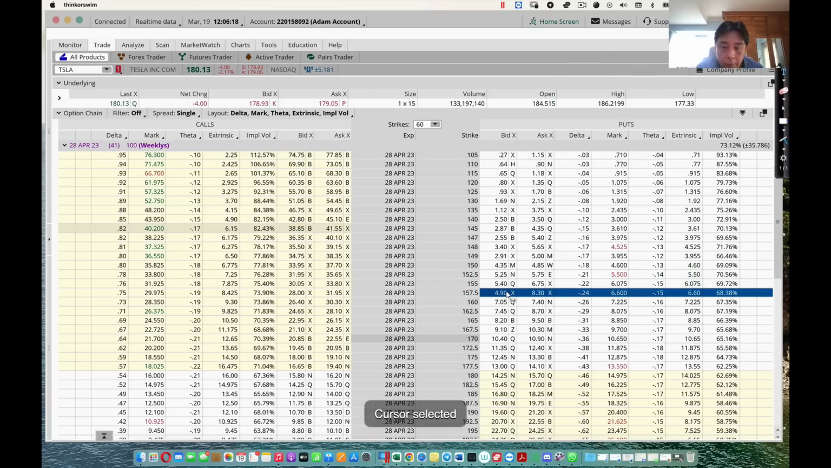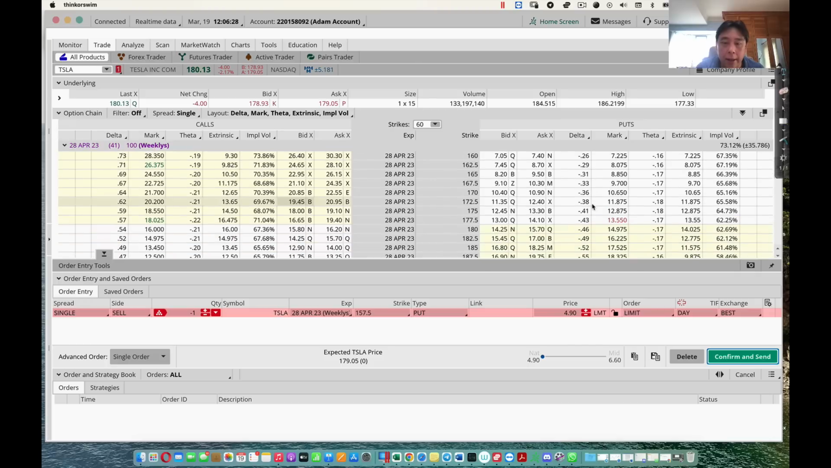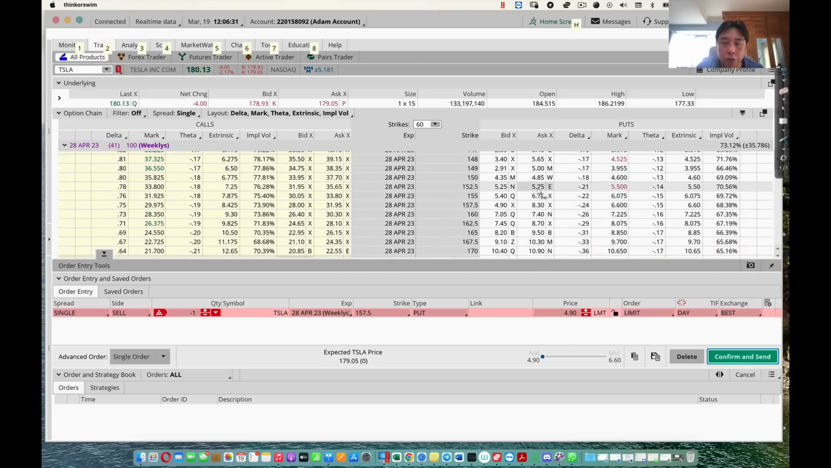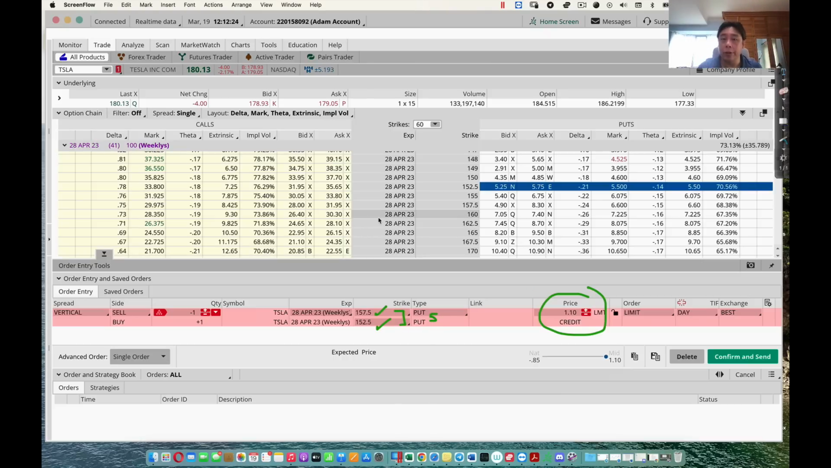So first thing, I would sell this one, click sell, boom, right? So I'm selling. -1 means selling one contract. I'm selling the 157.5 and I'm gonna buy the 152.5. Boom, there we go. All right. So I'm selling this, I'm buying this, and I call it a credit of $1.10. Now, very important, you have to get at least minimum $1 credit for a $5 strike distance. So if it turns out to be a winning trade, your profit will be $1.10.